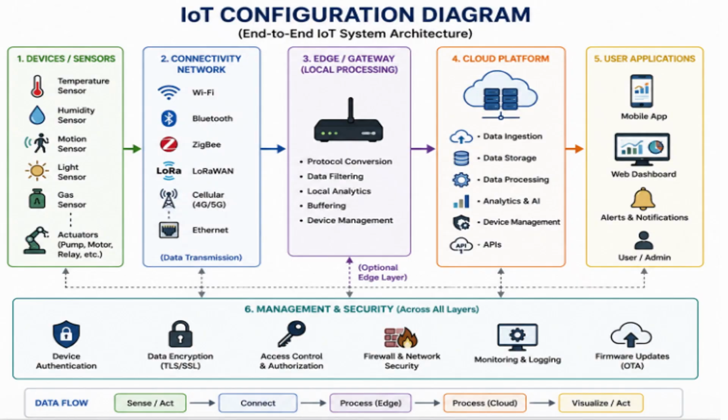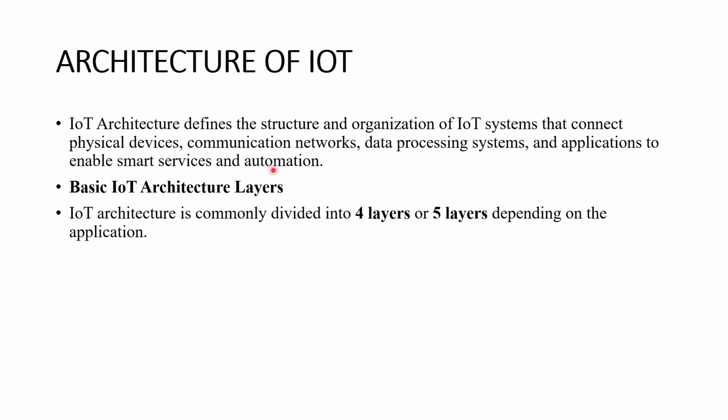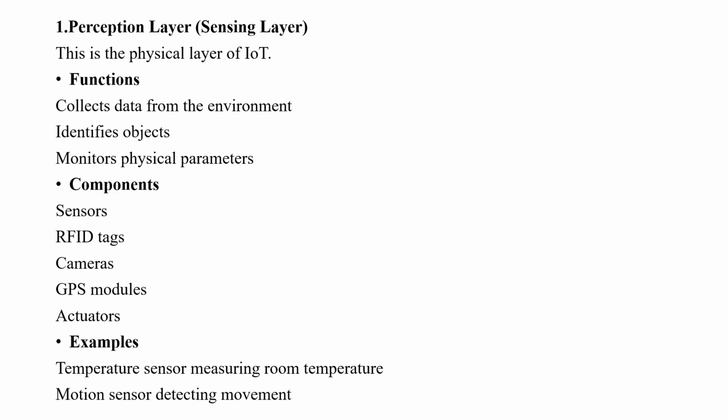Okay, next one, the architecture of IoT. We will see the basic IoT architecture layers. Depending upon our application, there will be a 4-layer or 5-layer architecture. It defines the structure and organization of the IoT that connects physical devices, communication networks, data processing systems, and applications that enable smart services and automation, etc.